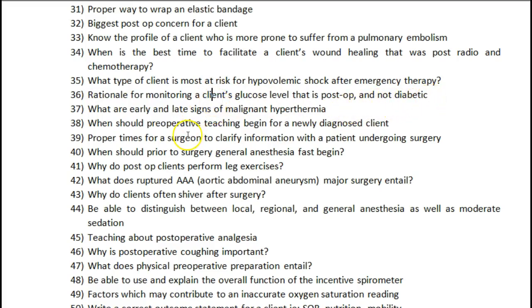Rationale for monitoring a client's blood sugar. A person may not be a diabetic, but sometimes they put people on steroids. Sometimes they say that there's a relationship between wound and tissue healing and hyperglycemia, or blood sugar levels going up. So this is the reason why you would monitor for that.